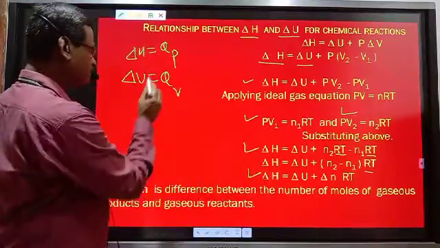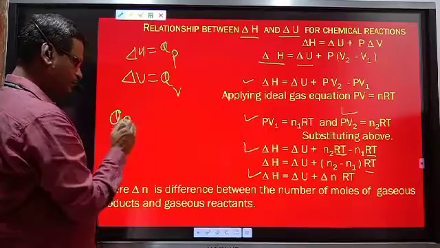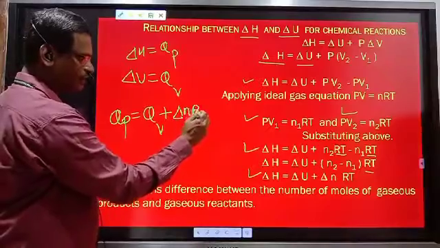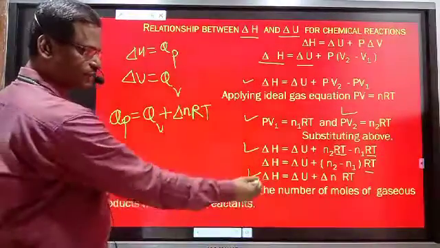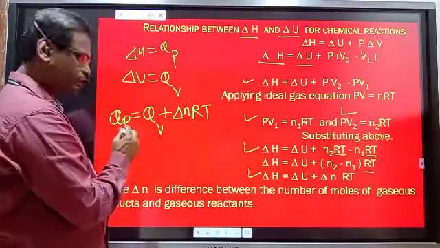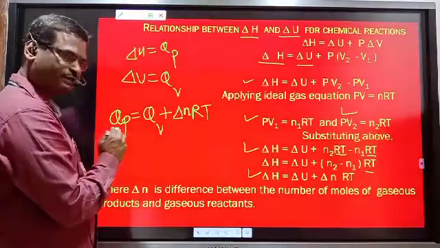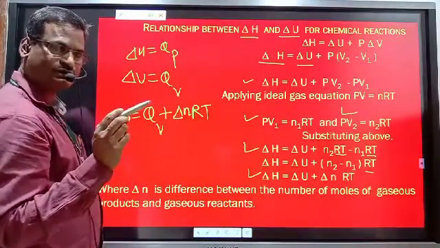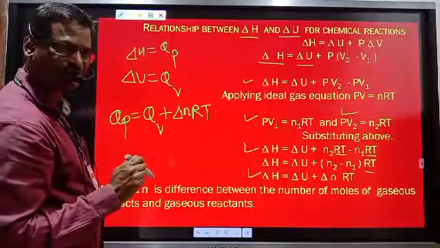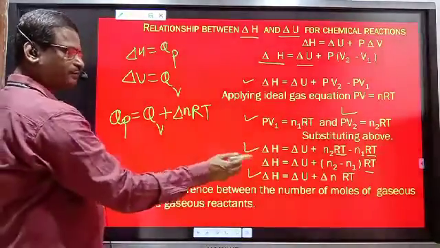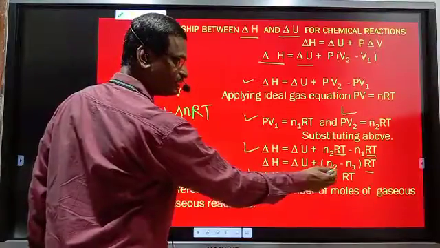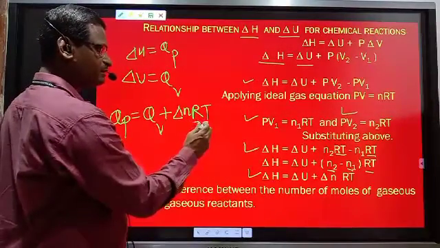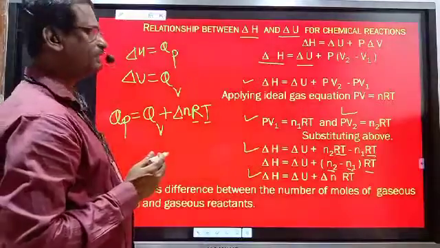Even this can also be written in this format: QP will be equal to QV plus delta nRT. Here QP is heat absorbed at constant pressure. QV is heat absorbed at constant volume. Delta N is change in number of moles. Here only gaseous reactants and products are considered. N2 is number of moles in the product state, final state, and N1 is number of moles in the reactant state or initial state. R is the molar gas constant. T is the absolute temperature of that reaction.